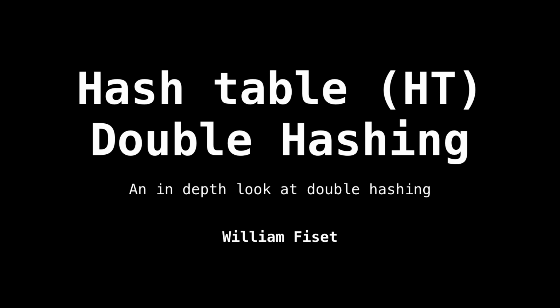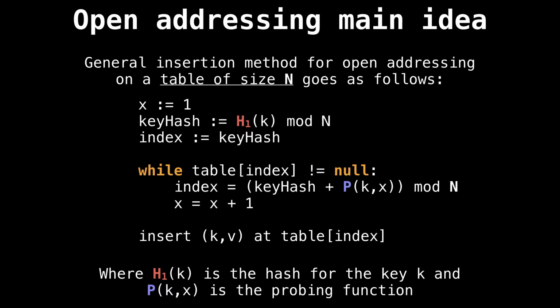Alright, let's talk about hash tables and the double hashing open addressing collision resolution technique. So just a quick recap for those of you who don't know how we do insertions into hash tables for open addressing. We start with a variable x initialized to 1. We compute the hash value of the key. We set that to be the first index that we're going to check in our hash table to see if it's not null. So the goal is to find an empty slot.